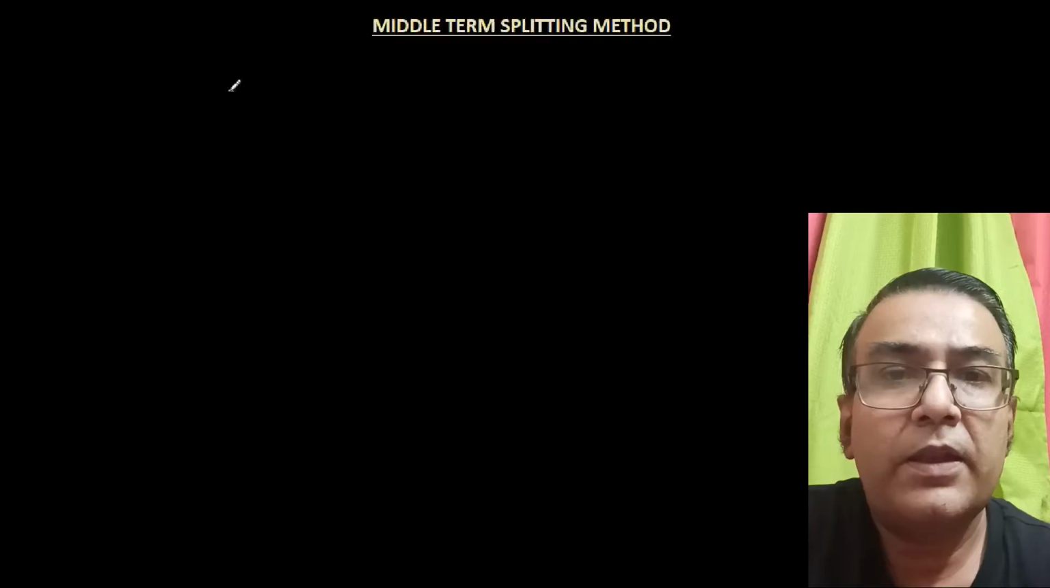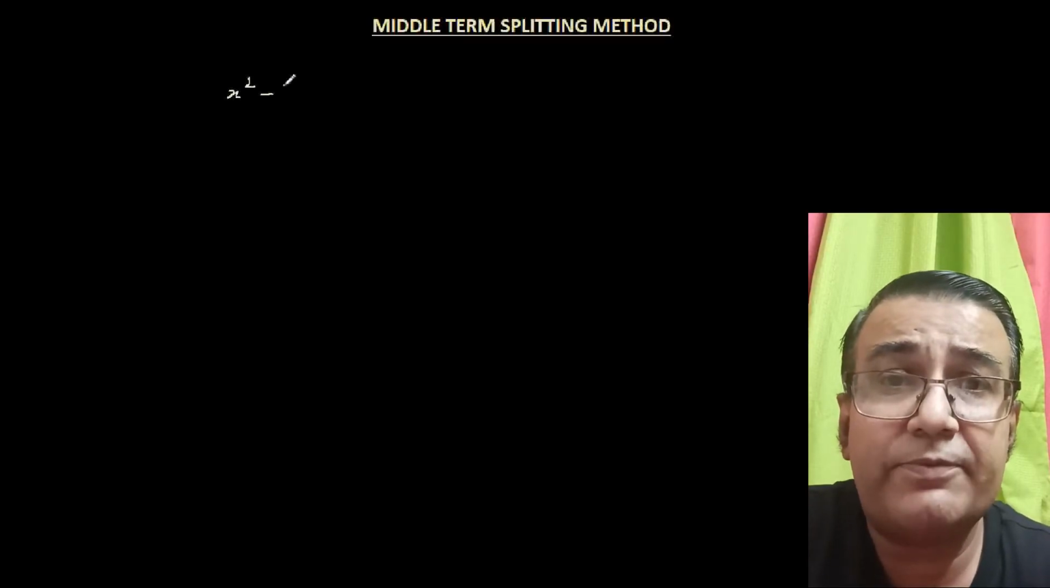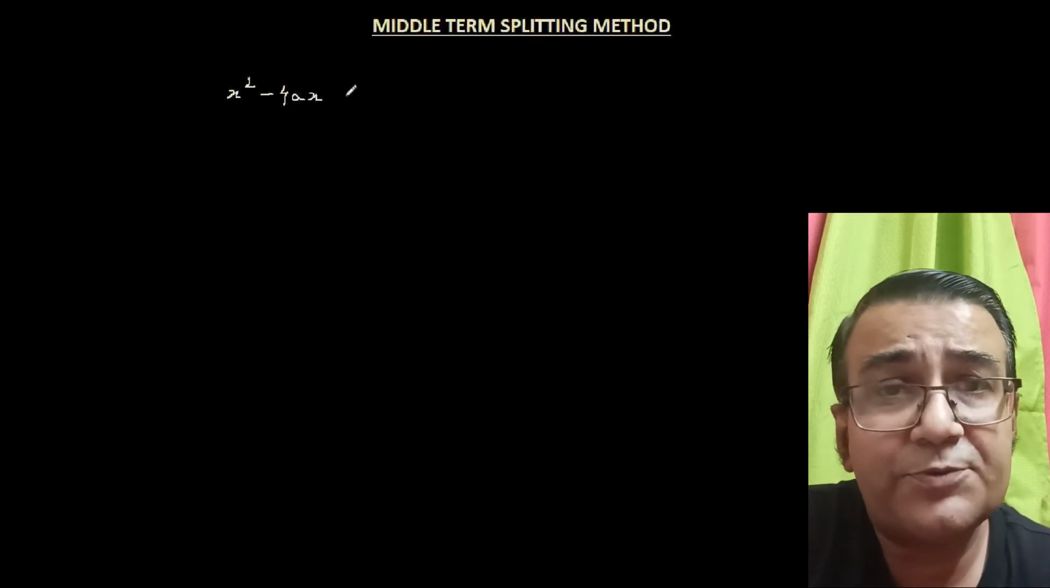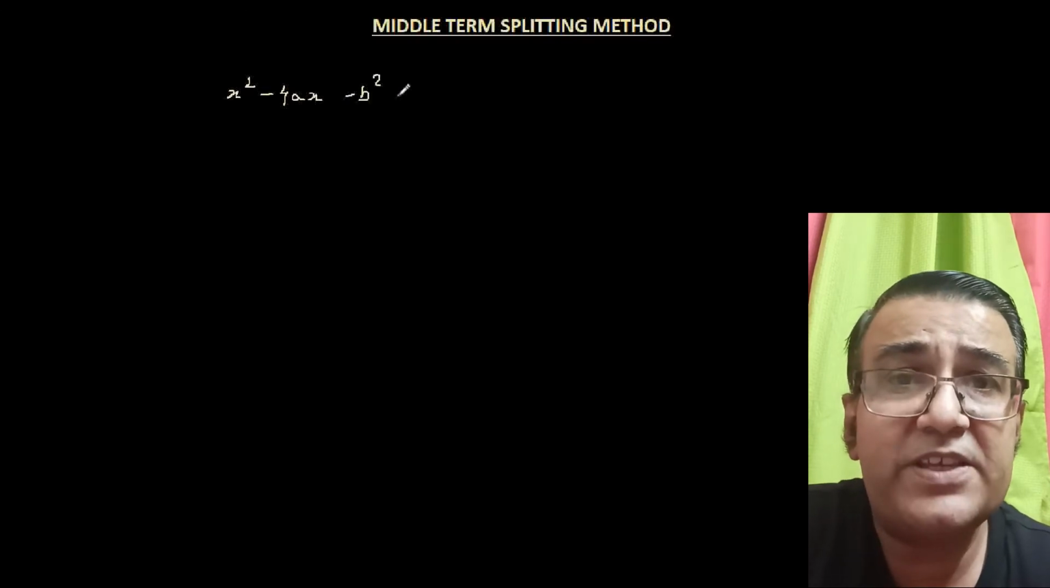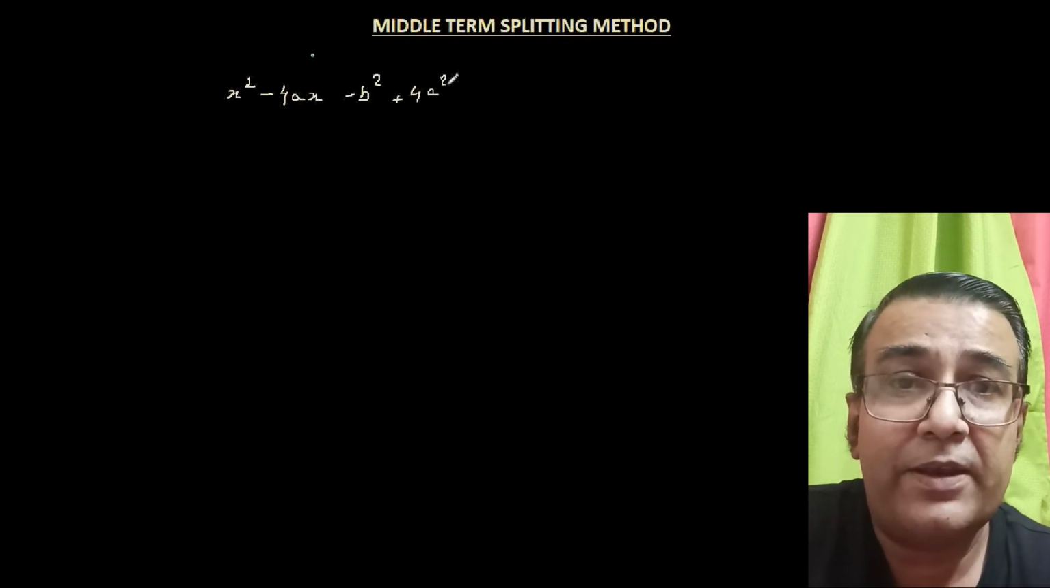Now once we have understood the middle term splitting method, what we actually need to do is to apply it. And that application may not be simple, it could come in a slightly tricky way. For example, in this question that we have, there are no numbers, it is only variables. Now let's say that the equation that we have is x square minus 4ax minus b square plus 4a square is equal to 0.